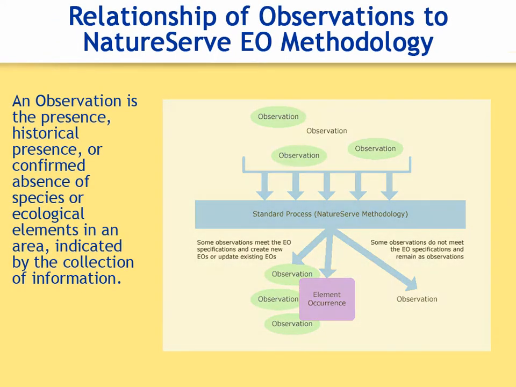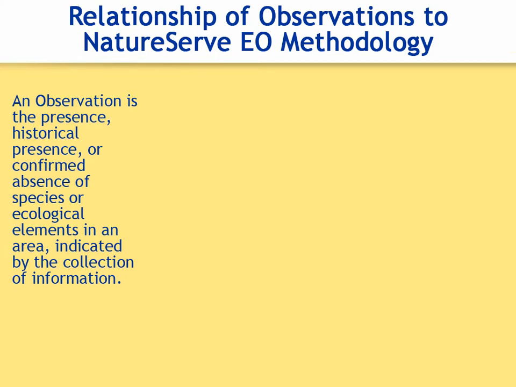Now is probably a good time to talk about the relationship of observations to EO methodology. An observation is the presence, historical presence, or confirmed absence of species or ecological elements in an area, indicated by the collection of information. You can see that this definition is quite general. It encompasses a broad range of things that may be useful for many purposes. The warbler at the bird feeder in the previous slide's example is certainly an observation, and it may be very important data for some purposes, even though it is not used to create an EO.